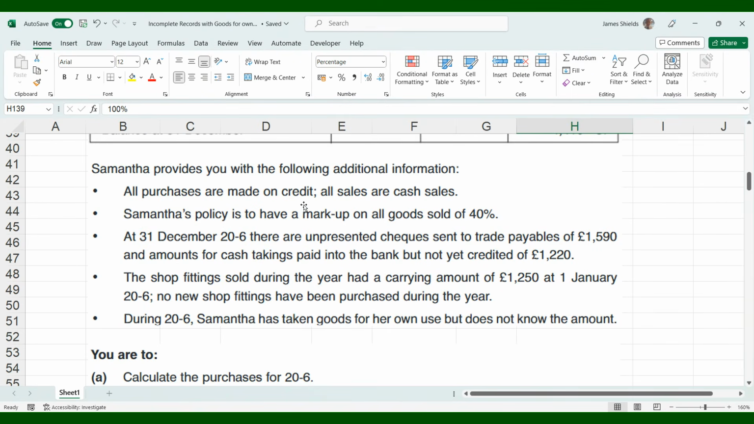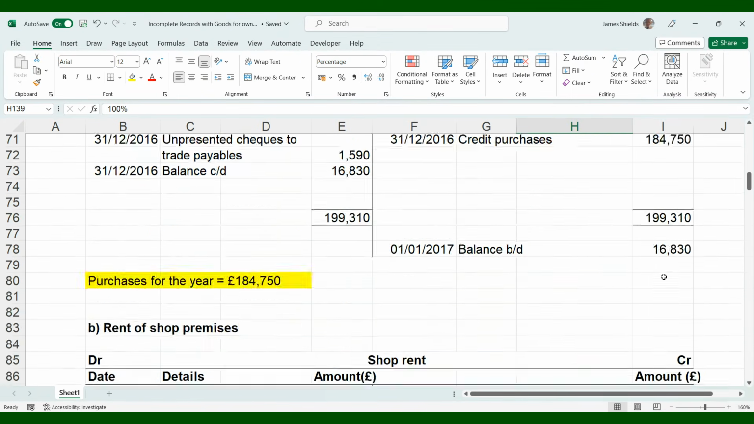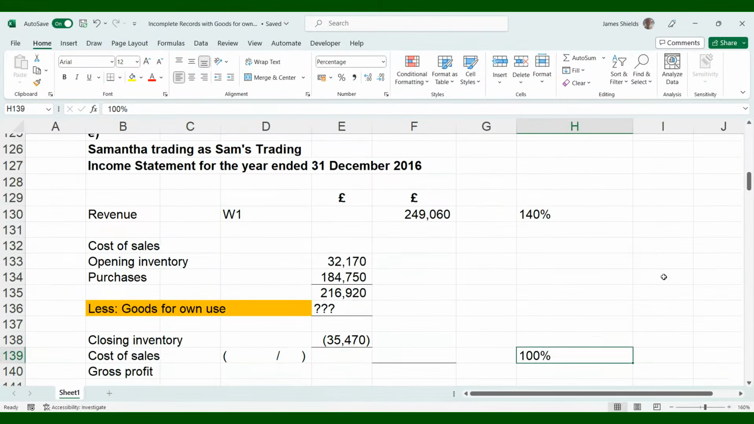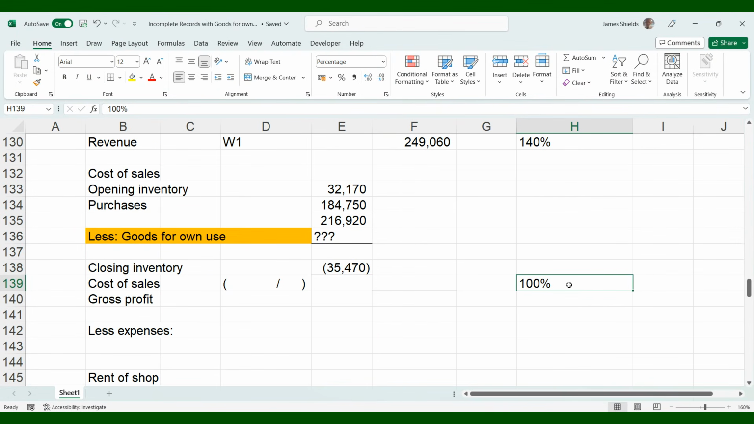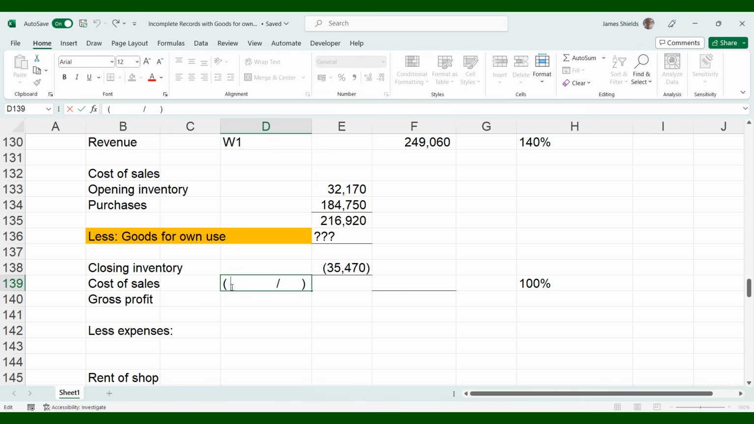Samantha's pots have a markup on all goods sold of 40%. So you take your cost of sales. Your cost of sales is 100%. If you add on 40%, you get 140%. So that's what your revenue is. So if I want to work out my cost of sales now, I do a little calculation.